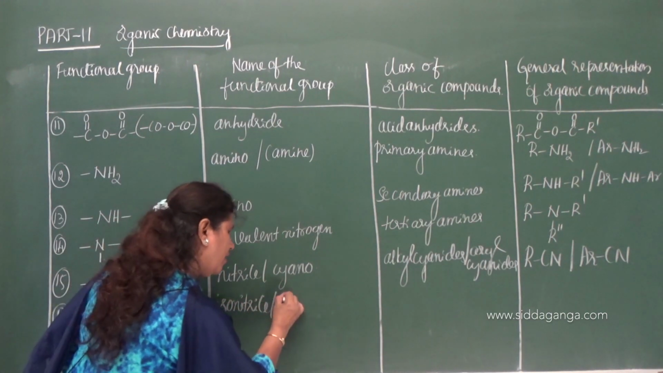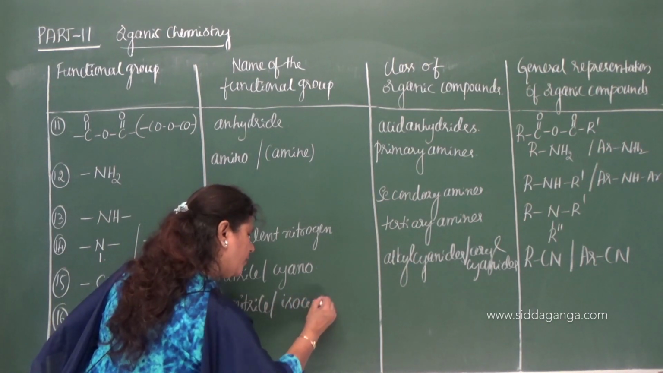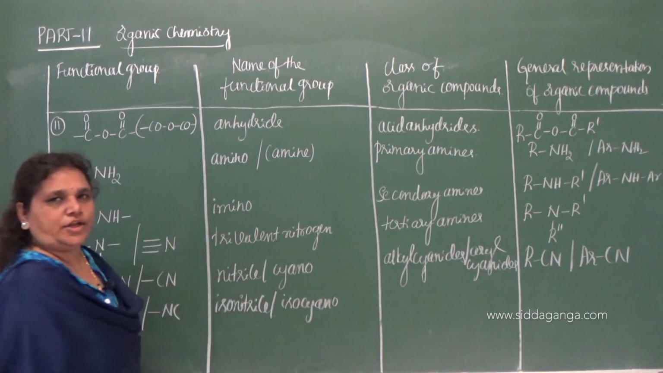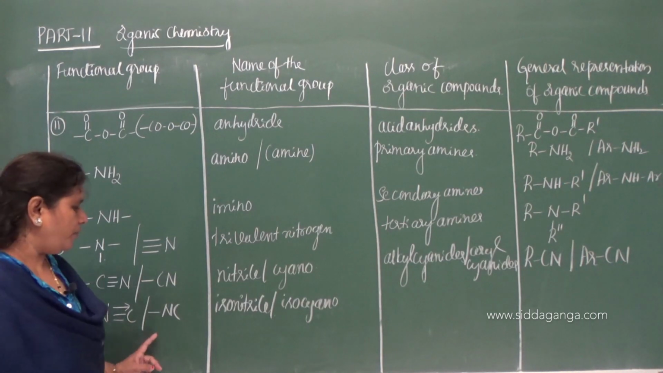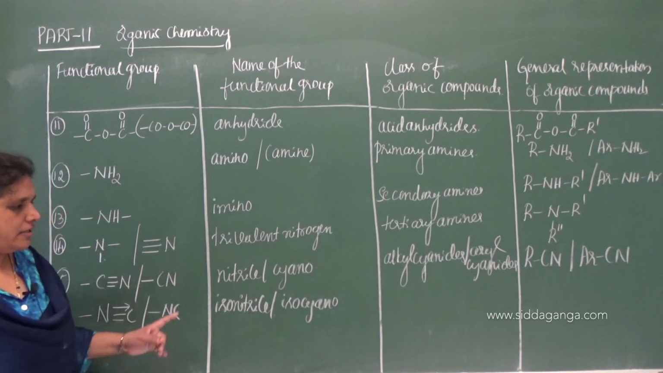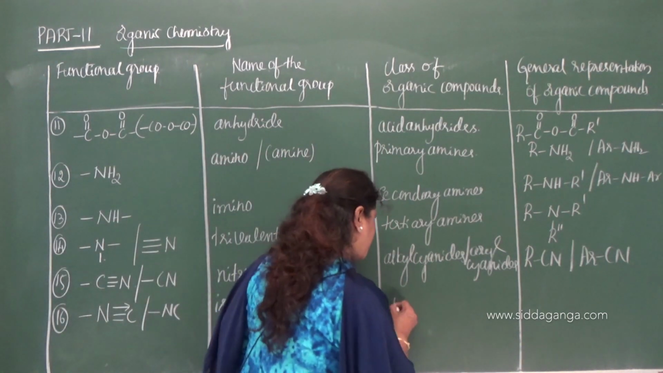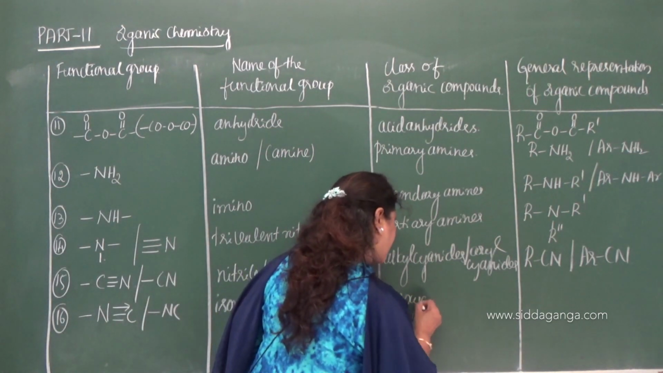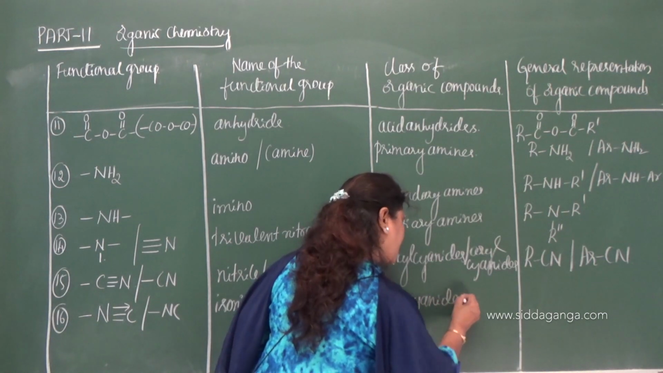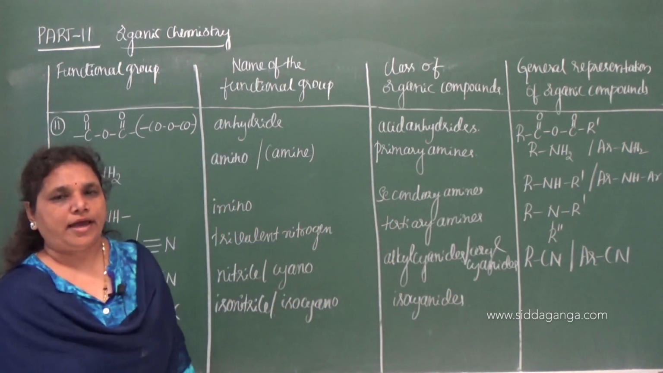Isonitrile or isocyano. Isocyano is the name of the functional group, isonitrile or isocyano, and the class of compounds is isocyanides.